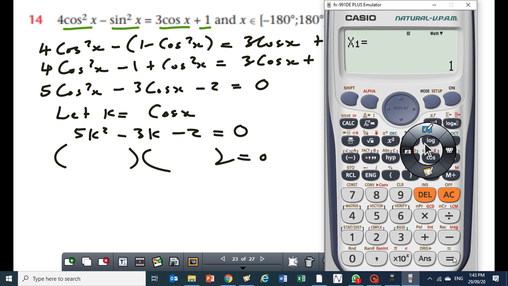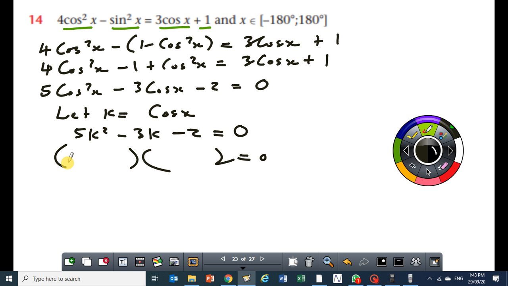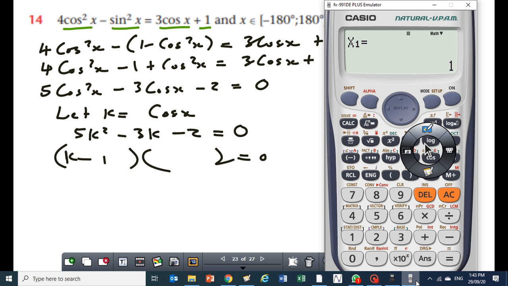You take the 1 to the left, so the first factor will be K minus 1. So I can write it K minus 1. See what I'm doing? I'm not thinking. There's no thinking. I've got my K already. But you must have the good calculator. Then I've got my first factor.